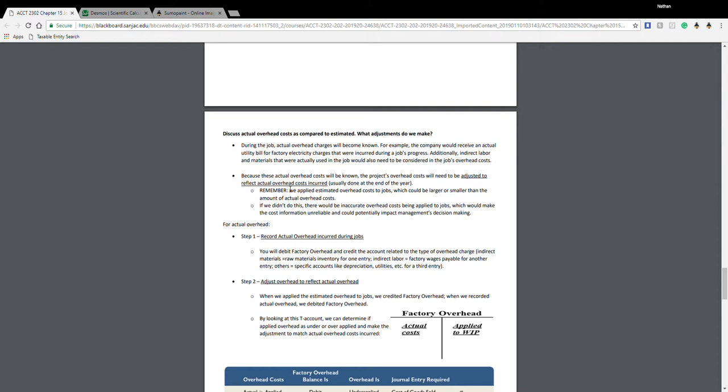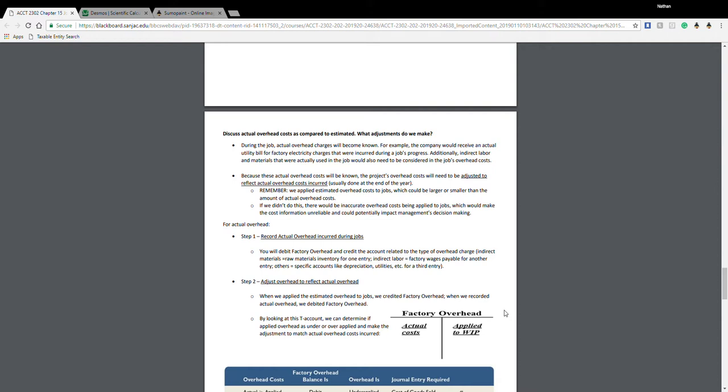Alright, so how do we do this? Well, for our actual overhead, we start with step 1. We record the actual overhead that has occurred. Now, looking at the good old famous T-chart, this helps you out. Actual cost will always be a debit to factory overhead. The applied will always be a credit. Again, we have estimated applied went to WIP, actual cost has now come home.